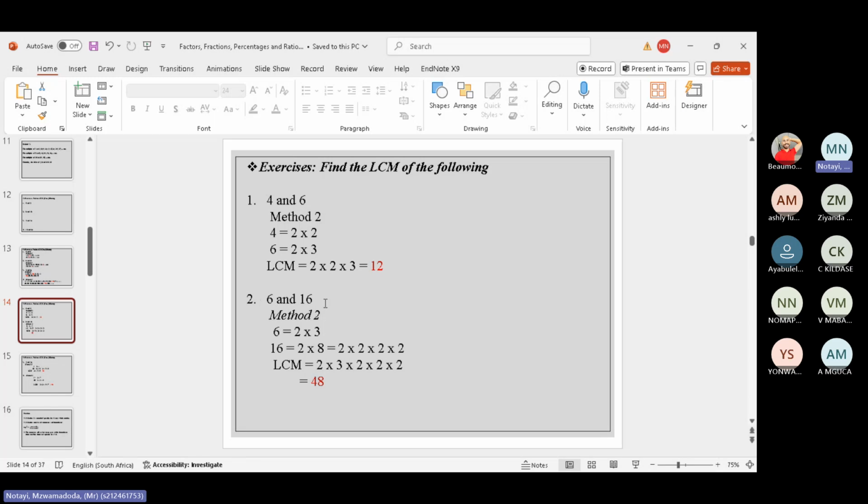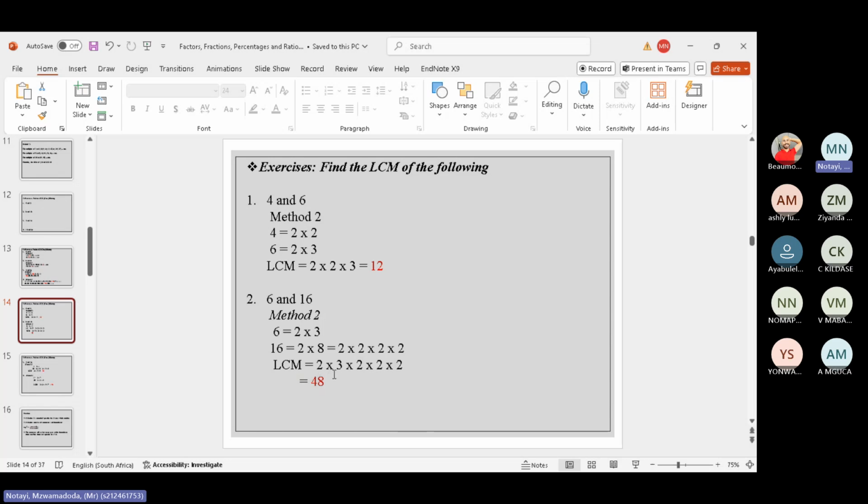Number 2, 6 and 16. We have 6 is equal to 2 multiplied by 3. And then 16 is the same as 2 times 8. And then we see that 8 can also be written in its prime factors as 2 times 2 times 2. Therefore, the prime factors of 16 will be 2 times 2 times 2 times 2. So the LCM will be 2 times 3.